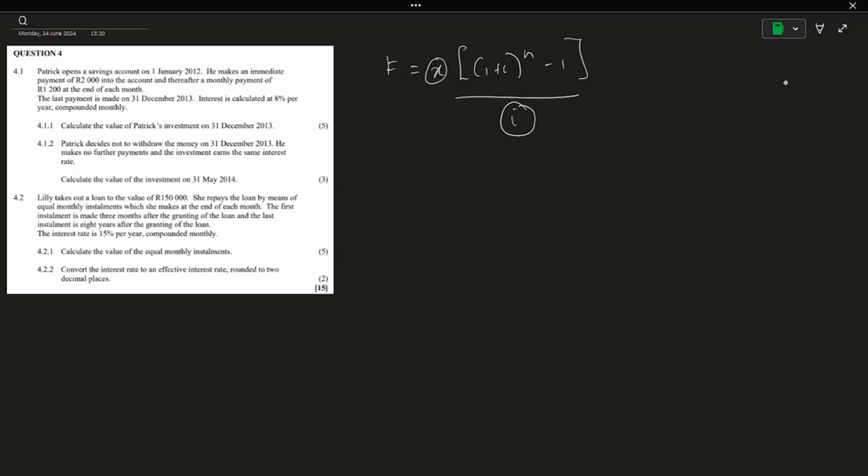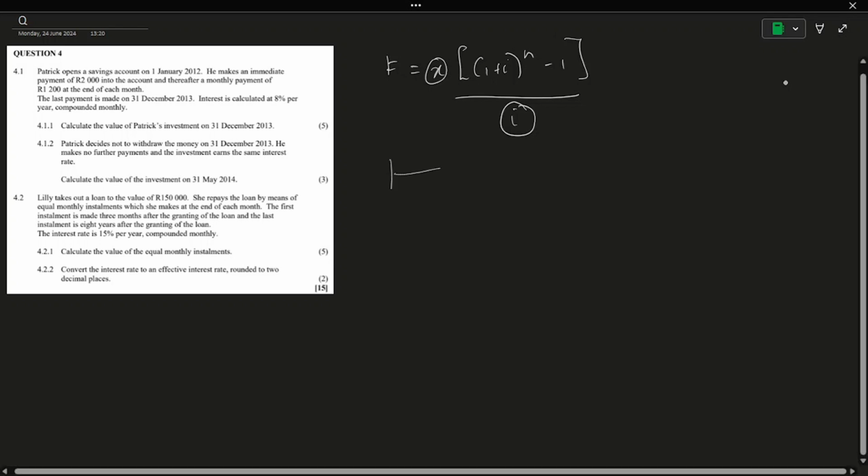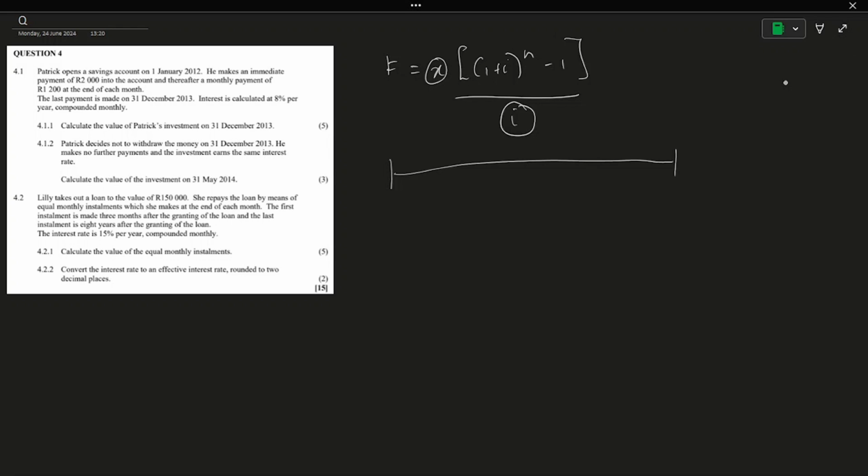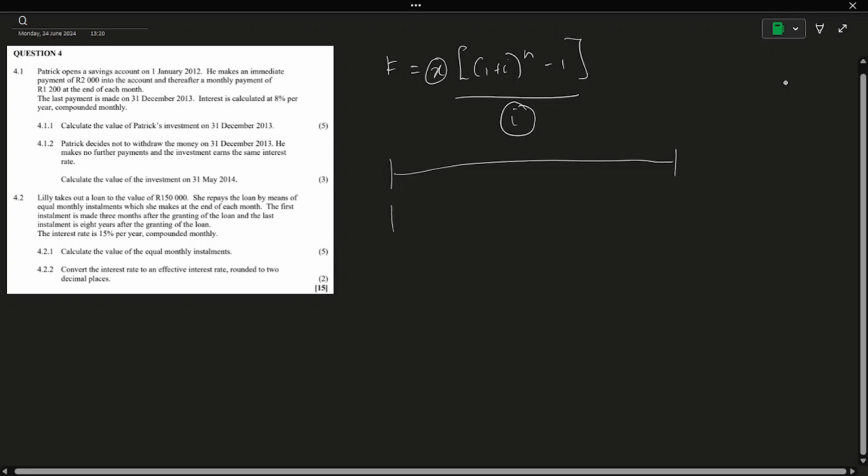Let's first draw our timeline, right? It's always easier to first draw our timeline. In this case, I see that it's 2 years, so it's from January 1st, 2012 to 31st December 2012, and then January to December 2013. When it's just 2 years like this, you don't need to draw only one timeline. You can draw two for better visualization. So in this case, we have these 2 years like that.